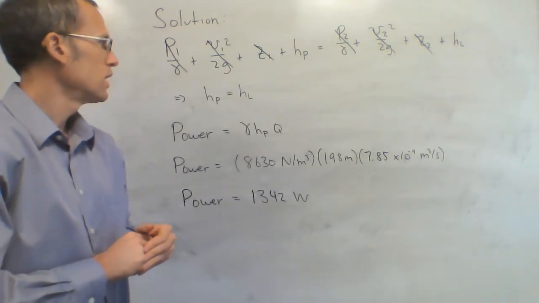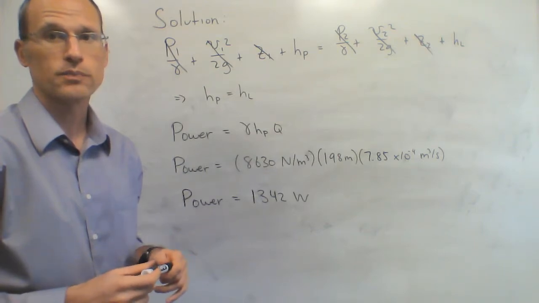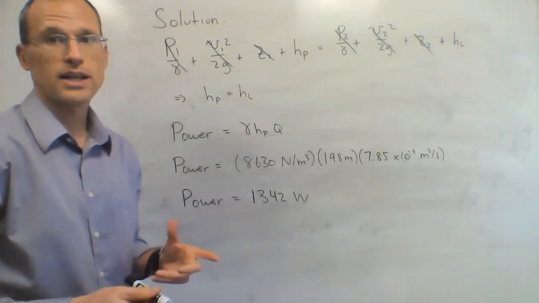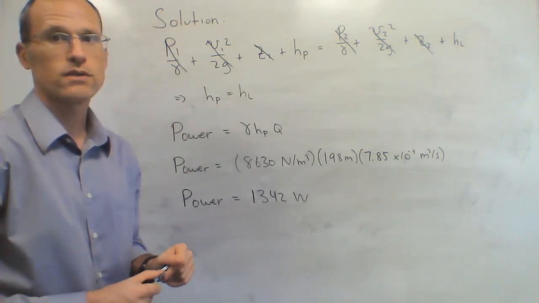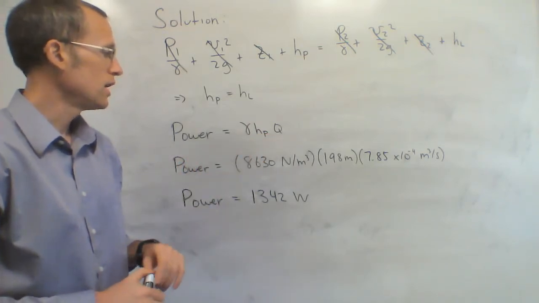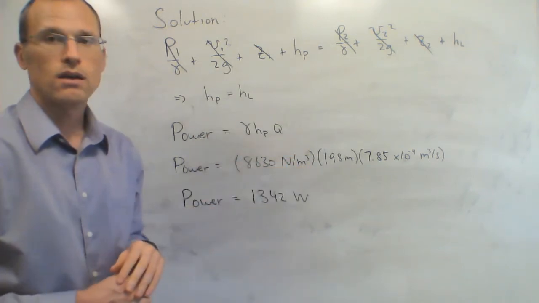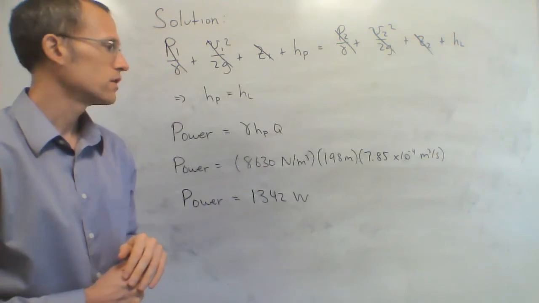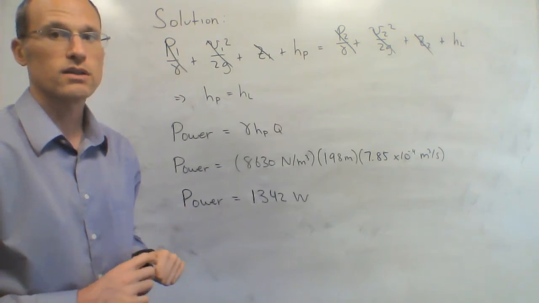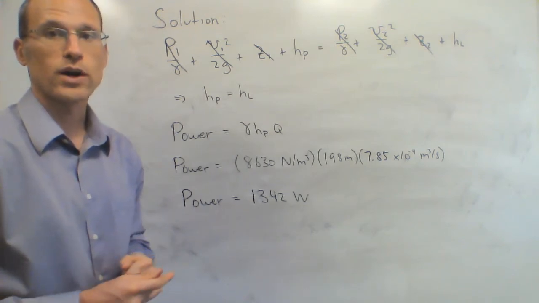So I just need my pump to overcome the head loss of 198 meters that I saw before. So my pump gain is also going to be 198 meters, but again, I want to convert that into proper power units. So power is gamma HP times Q. Gamma for this oil is 8,630 newtons per cubic meter, the pump gain or head loss is 198 meters, and then my discharge flow rate is 7.85 times 10 to the negative 4 meters cubed per second, which gives a grand total power of 1,342 watts required for this scenario.